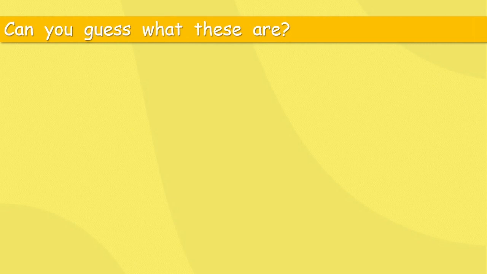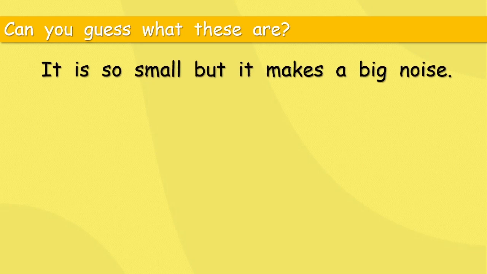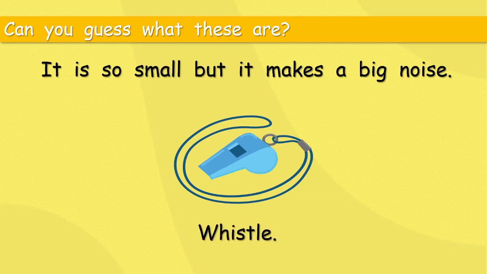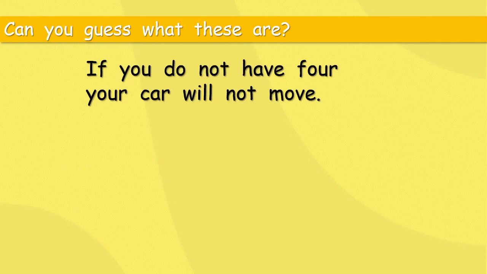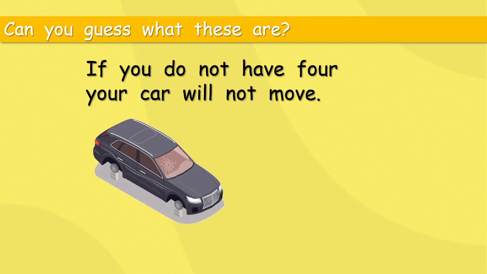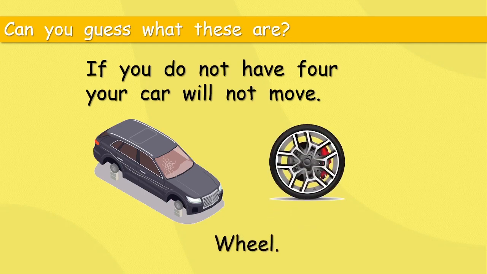Now, can you guess what these are? We're going to try and use our definitions again. It is so small, but it makes a big noise. What's that? Is it a whale? Oh dear, no. No, that's not small. What is it? Whistle. Whistle. Let's see if you can guess the next one. If you do not have four, your car will not move. We need four, and they are on the car. There we are. It's a wheel. Wheel. With a WH.